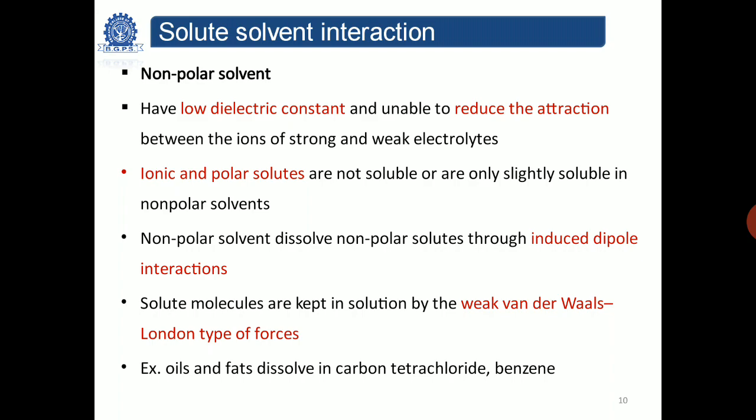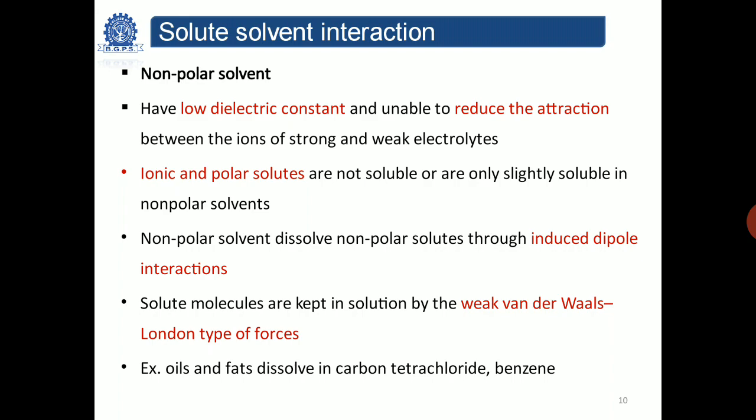And this interaction between the non-polar solvent and the induced dipole is responsible for the solubility of the non-polar solute in the non-polar solvent. So this induced dipole type of interaction is the main mechanism in the solute solvent interaction as far as the non-polar solvents are considered. Apart from that, the solute molecules are kept in solution by the weak van der Waals and London type of forces. Again, these are the type of attractive forces which are present between the solute molecules.